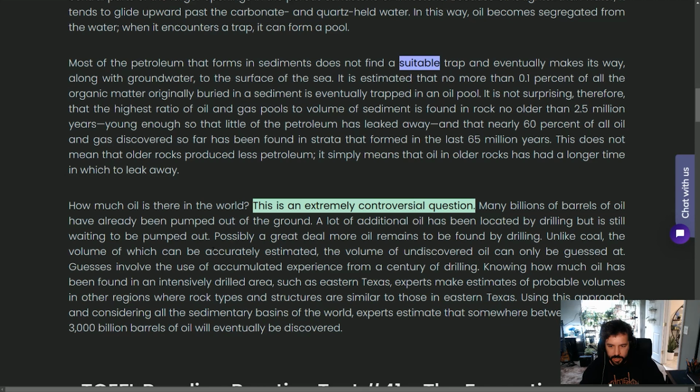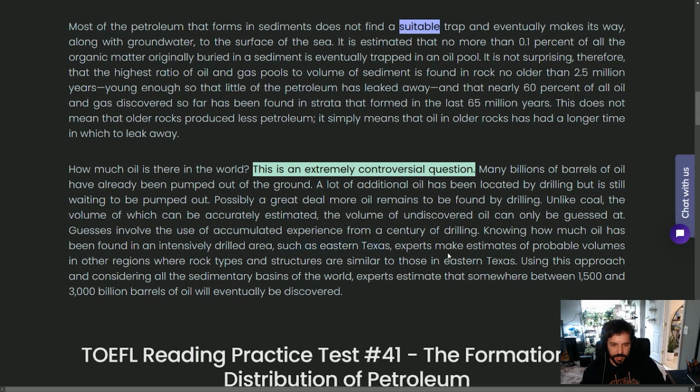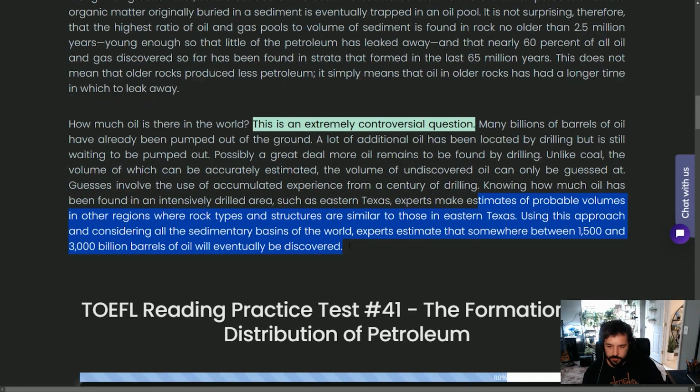Unlike coal, the volume of which can be accurately estimated, the volume of undiscovered oil can only be guessed at. So coal, we can guess exactly how much we have left, but we cannot actually estimate how much oil we have left. Guesses involve the use of accumulated experience from a century of drilling. Knowing how much oil has been found in an intensively drilled area, such as Eastern Texas, experts make estimates of probable volumes in other regions where rock types and structures are similar to those in Eastern Texas. So we are using Eastern Texas as a reference point for the amount that we can find in other places. Also, it's a heavily drilled area, and there has been a lot of drilling over time. So a century of drilling, lots of drilling, and we use it as a reference for other locations.